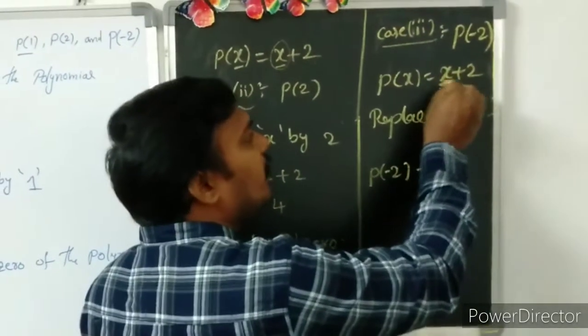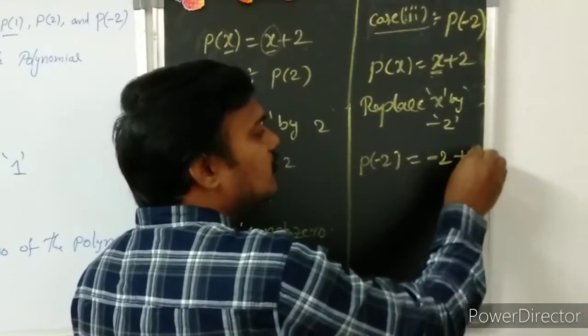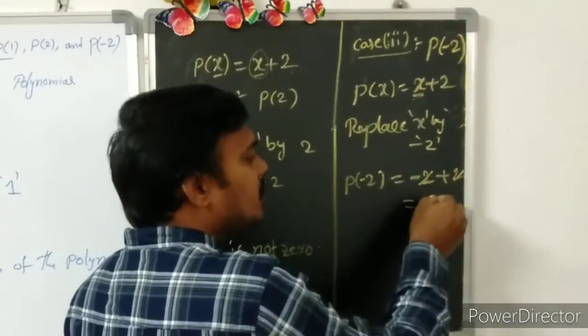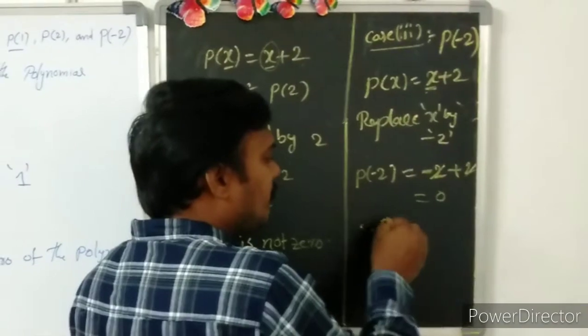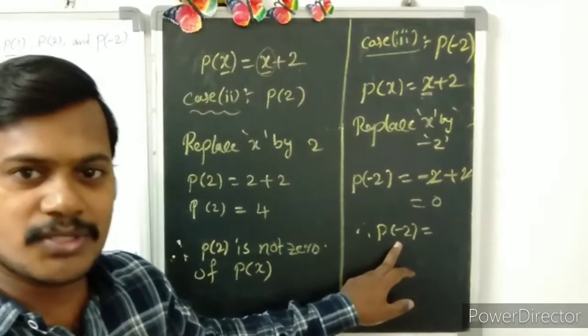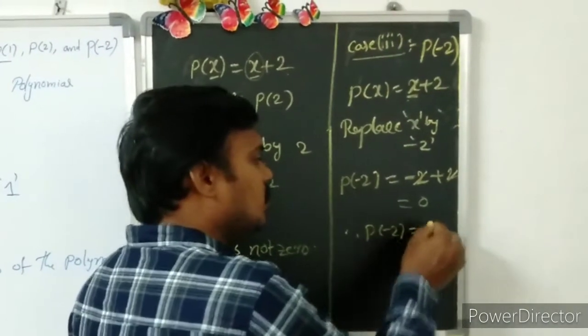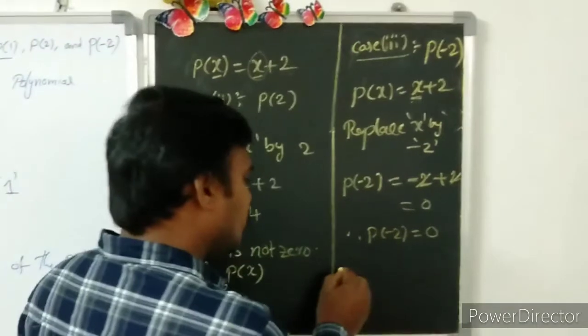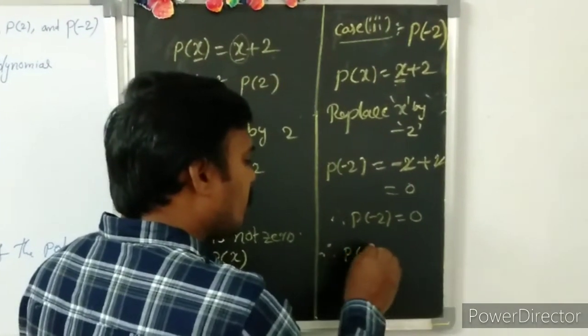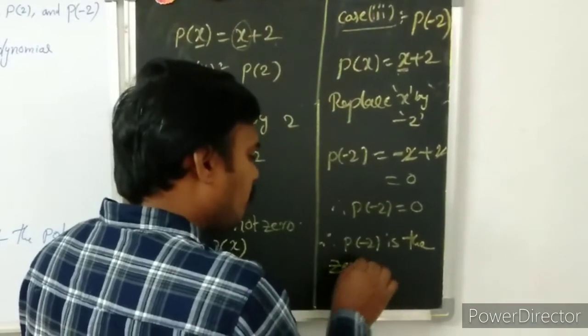So we have x here, and we replace it by minus 2, and here we have 2. Just cancel, we get 0. Therefore p of minus 2, when we substitute the value minus 2, the polynomial is equal to 0. Therefore p of minus 2 is a zero of the polynomial.